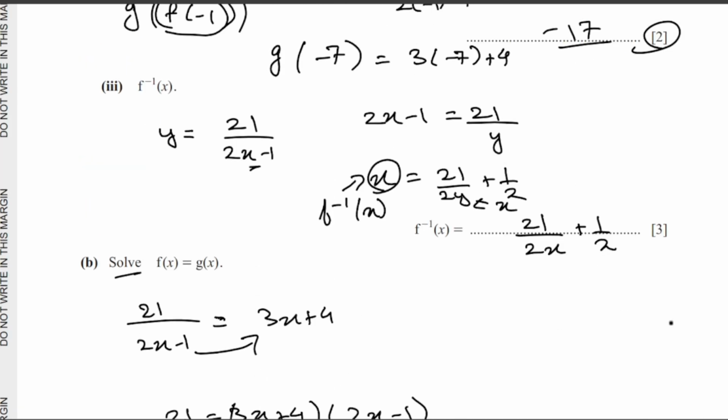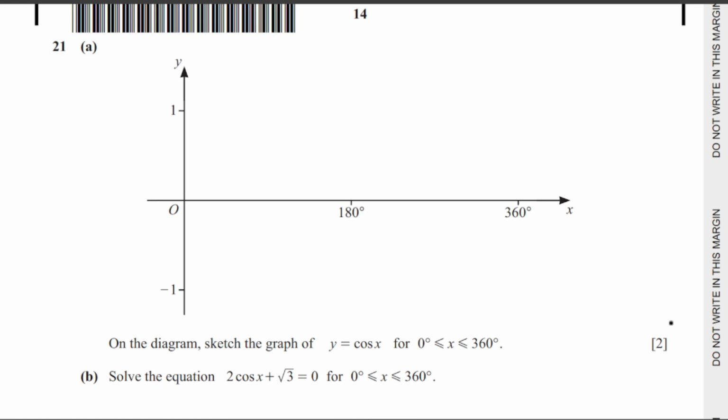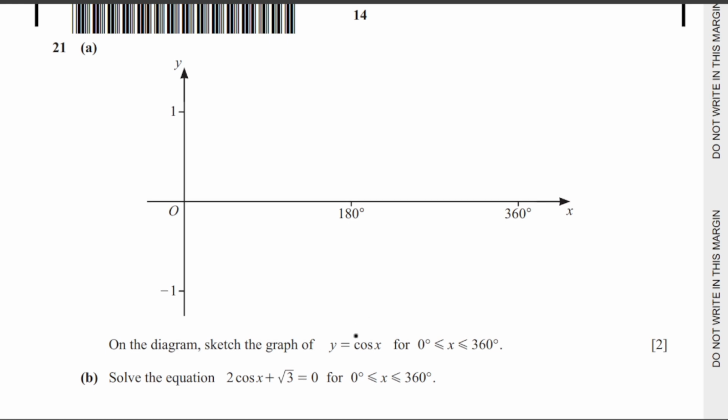Right now, this might have been a little bit complicated for some people, but trust me, it gets easier the more you do it. Right now, on the diagram, sketch the graph of y equals cosine x for 0 to 360. Right now, you have to memorize these graphs. Cosine always starts at 1. So let me try to make this graph a bit understandable. You're going to have to memorize this graph, right?